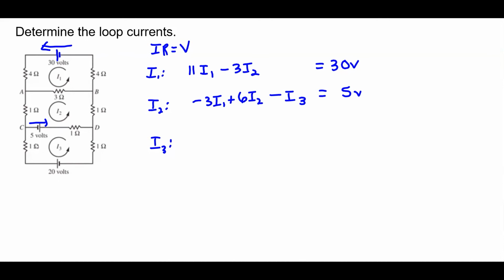All right, last loop, I3 loop. I'm going to add up all the resistors. 1, 2, 3. It's 3 I3. And I've got one shared resistor for I2, so I'm going to subtract 1 I2. And this loop has 2 batteries. So one is going this way through this battery, in the opposite direction that the other loop, the second loop's going this way.